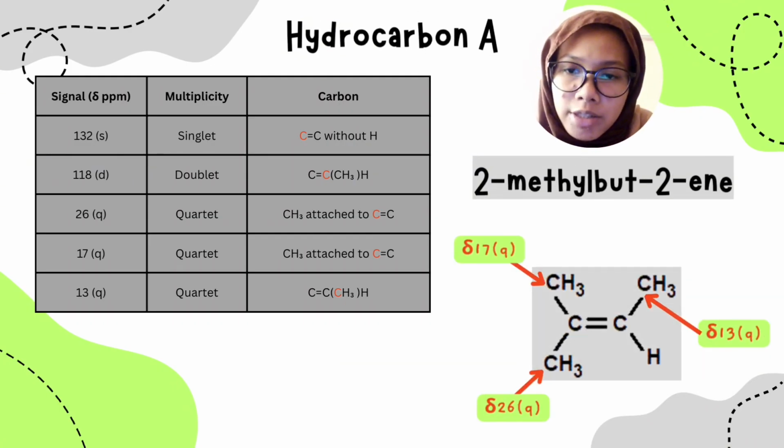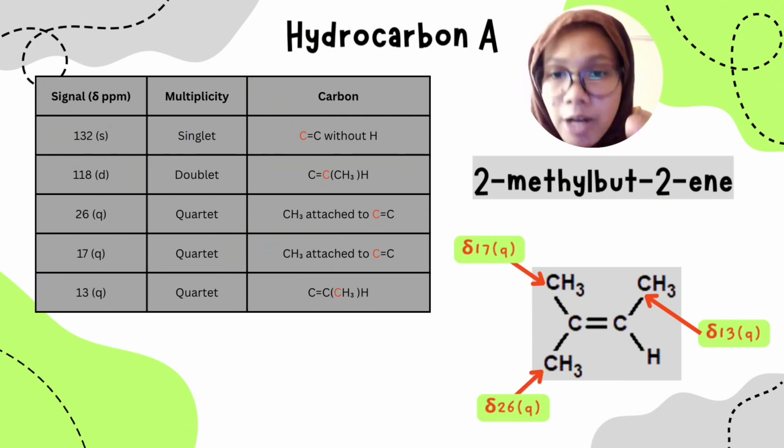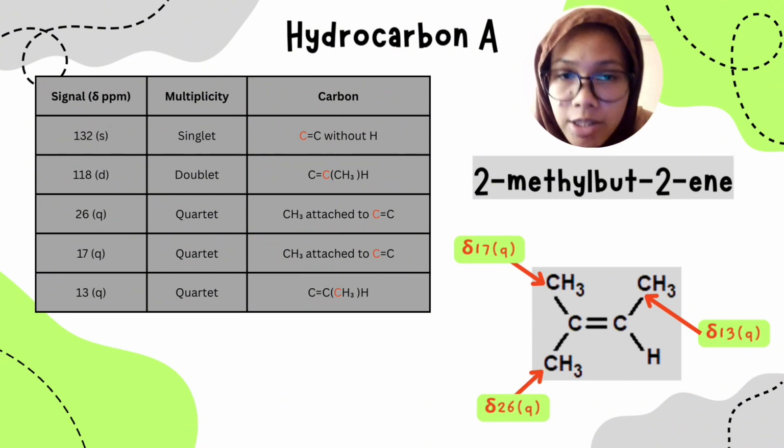Next, we look at the signals at 26, 17, and 30 ppm, all appearing as quartets. This tells us that they are CH3 groups because each is split by the 3 attached hydrogens. 26 ppm is the CH3 next to the double bond, so it is more deshielded. The 17 ppm and 13 ppm signals are also attached on the C double bond C. They appear at different shifts due to slight differences in their environment.